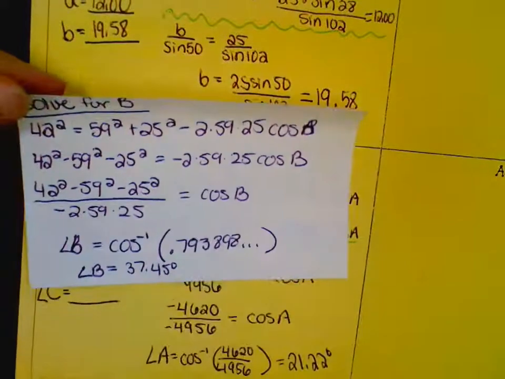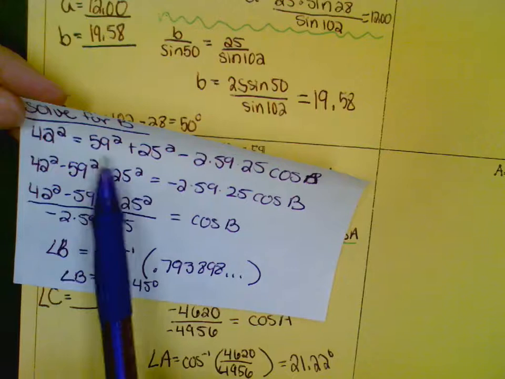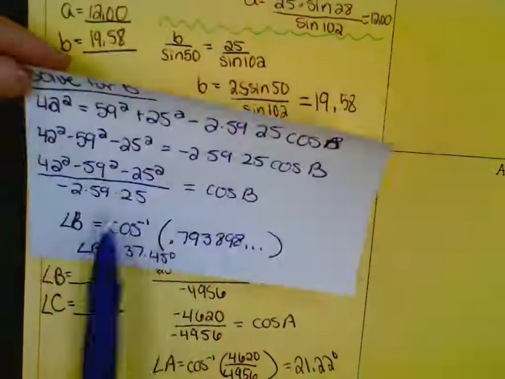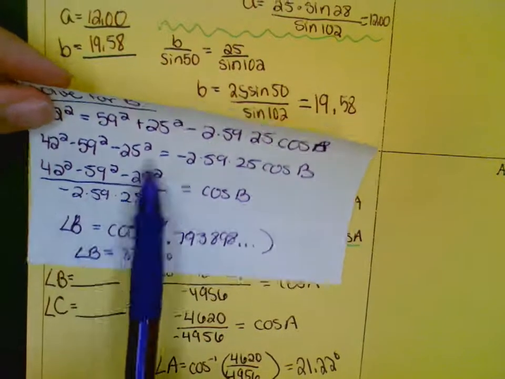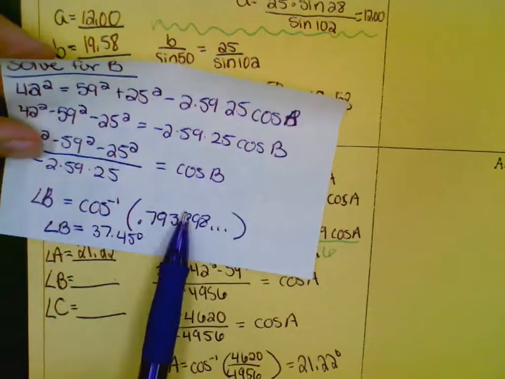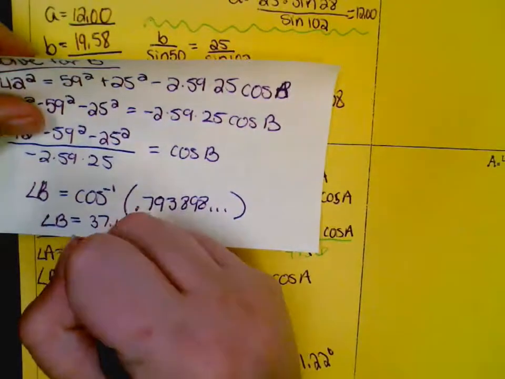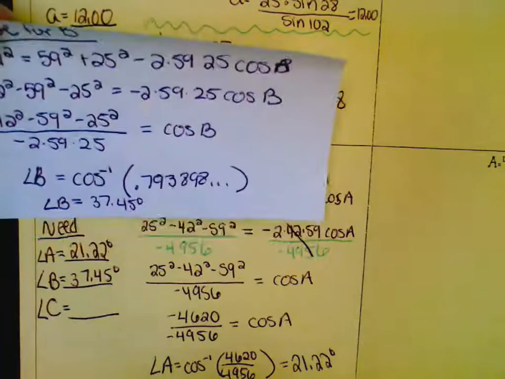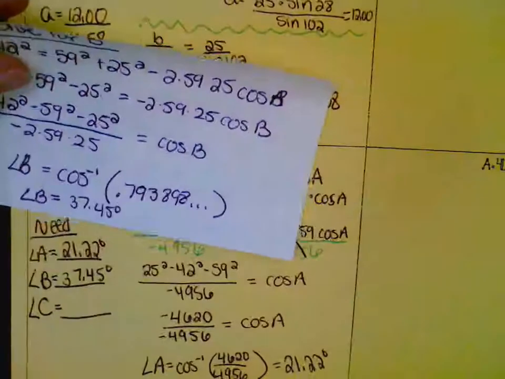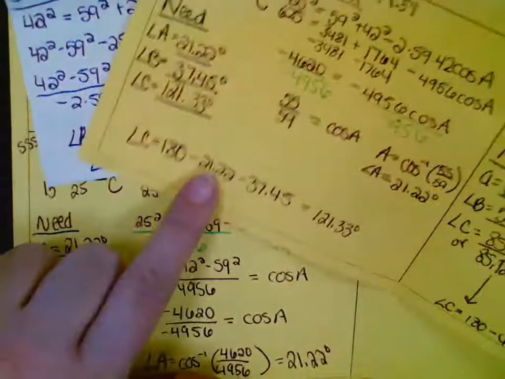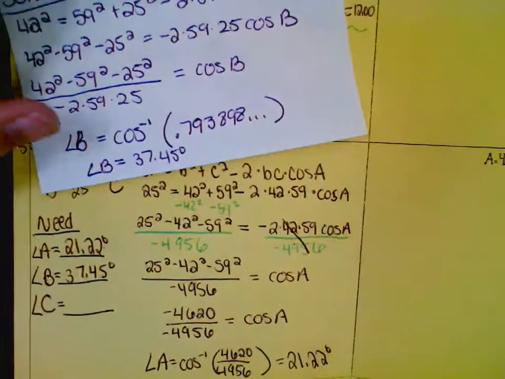Okay, welcome back. Here's our problem that we had worked out. I subtracted the squares to the other side, just like we did on this one. Then I divided by that big mess right there. I left it written out. I evaluated all that in my calculator, and I got this decimal, and then I just hit second cosine of that answer. So we end up with B being 37.45 degrees. And then to find C, we just subtract 180 minus those two numbers. 180 minus 22.22 minus 37.45, and we get 121.33.